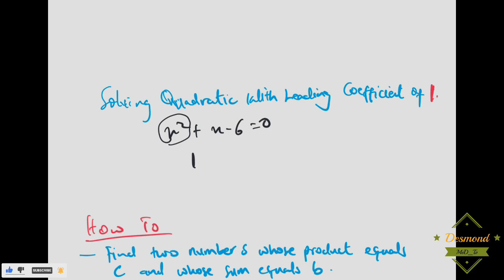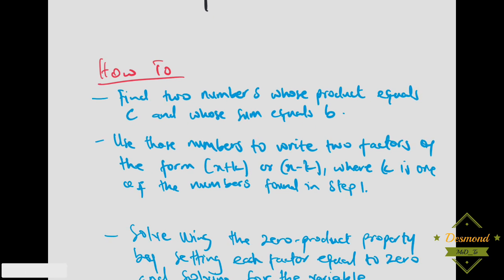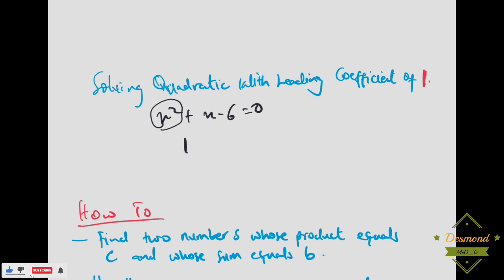So we have one method of factoring a quadratic equation in this form. How do we do this? First of all, what you need to do is find two numbers whose product equals c and whose sum equals b. So the product should be equal to c, and the sum should be equal to b. The b is the number in front of this x here, right?